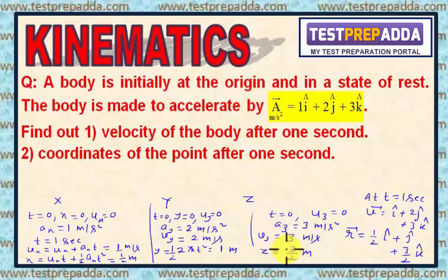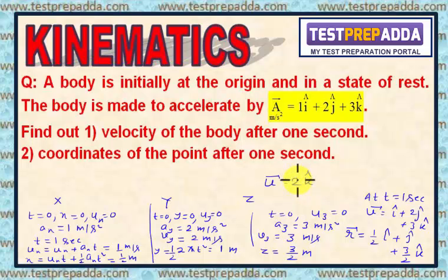Now suppose in the question initial velocity is given. For example, let us say initial velocity is given as 2k. If the initial velocity is given as 2k, you can see here the x and y components are 0, 0. Only the z component is given. So only the z direction will be different.